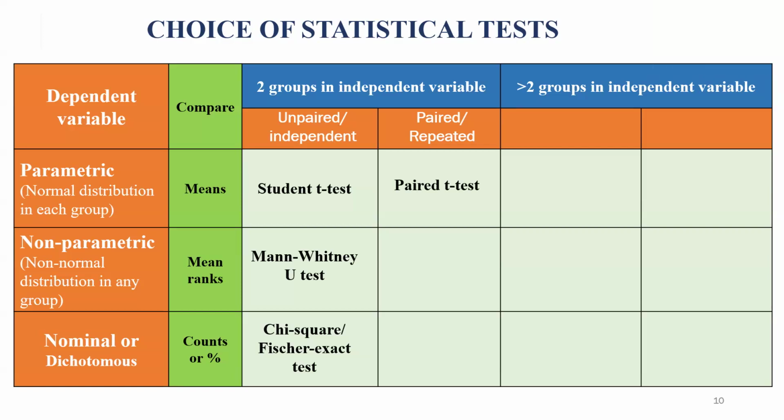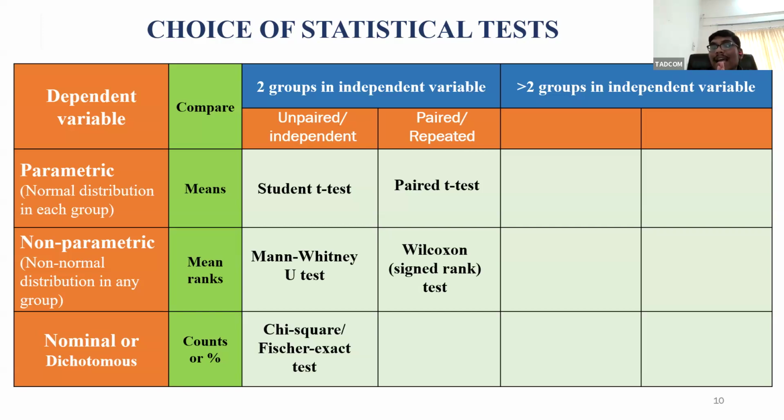Some test with ANOVA, which has rank? No. ANOVA is used only when we have more than 2 groups. Here we are dealing with only 2 groups. ANOVA is a parametric test. So it is the Wilcoxon signed rank test. Exactly, ma'am. Correct. So it is Wilcoxon's signed rank test.